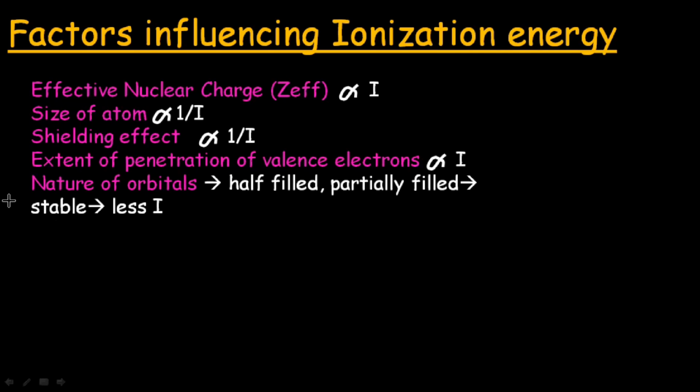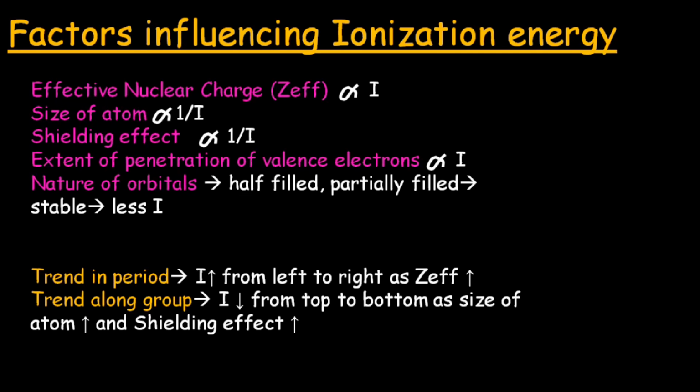The last factor that can influence the ionization energy is the nature of orbitals. According to Hund's rule, the half-filled and completely filled orbitals are stable. So for the orbitals which are completely filled or half-filled, the ionization energy is higher, as you see in the case of beryllium compared to boron. The general trend of ionization energy is that it increases along the period from left to right as effective nuclear charge increases, and it decreases down the group as the size of atom increases and shielding effect increases.